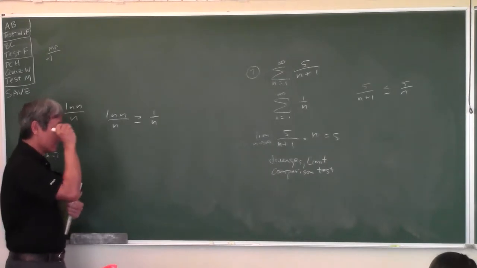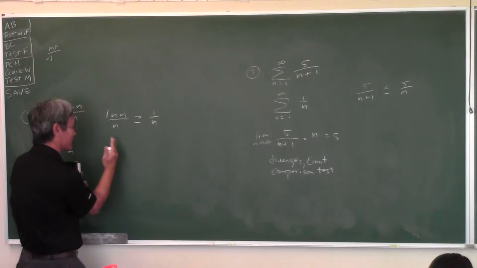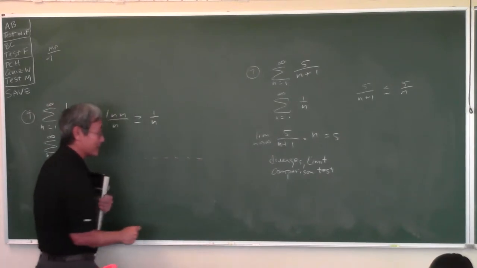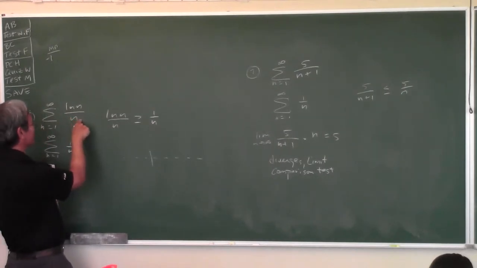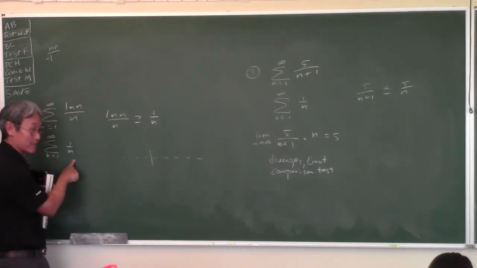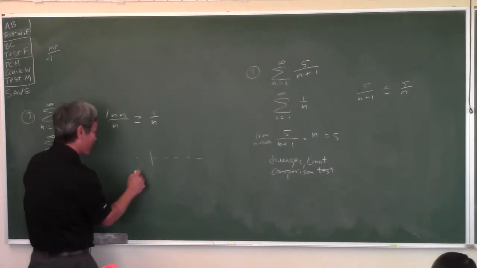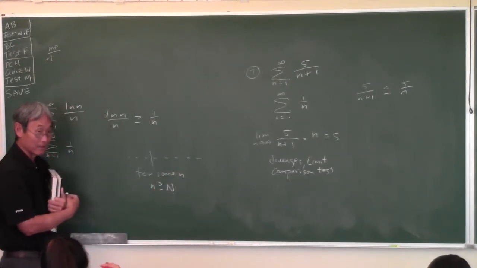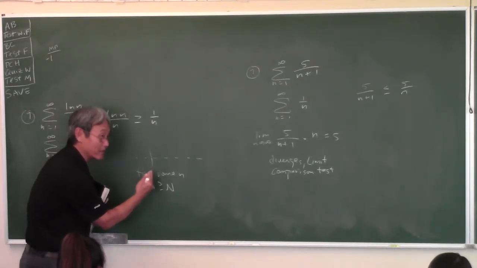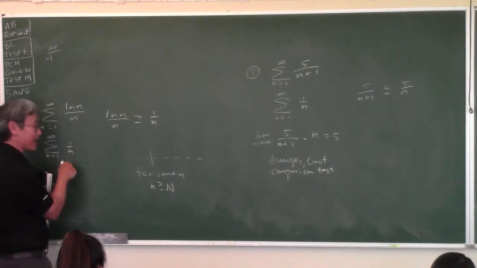It doesn't have to be for all values of n, but there has to be some point, because a series has an infinite number of terms. At some point, will the terms of this series be greater than or equal to the terms of this series? It doesn't have to be right at the beginning. And that's why in the book it says for some N, where n is greater than or equal to N, right? Remember that? That just means at some point, the terms of this series will be greater than or equal to that.